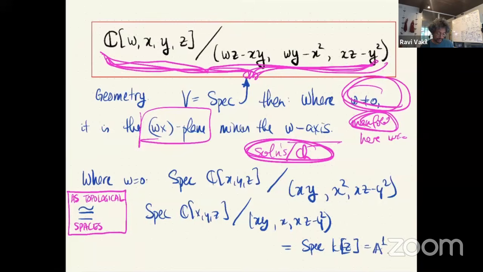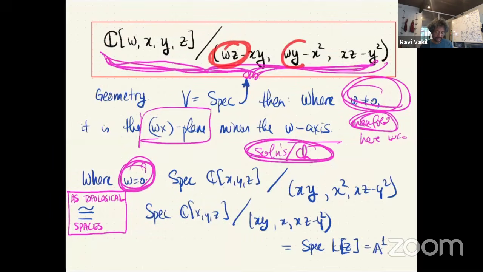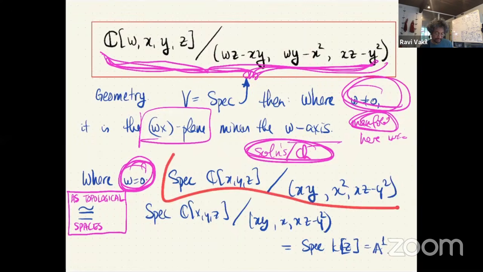So how about where W is 0? We might as well understand the part of this variety that we have yet to understand, which is where W is 0. This is going to be a closed subset. And how do I work out what that is? I'm just going to take the same equations and just set W equals 0. And when I do that, everything with the W disappears, and I get this topological space. So how do I picture that? Well, once again, I'm just going to solve equations.